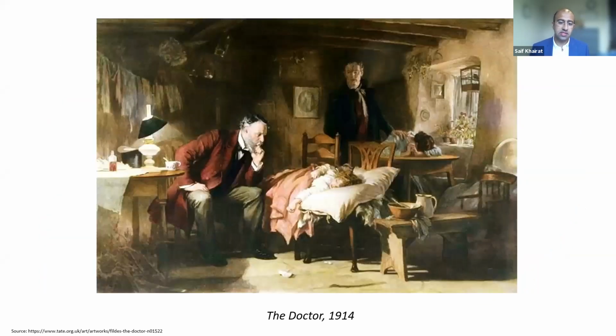So to begin, this is one of the earlier pictures or paintings of a physician in the previous century. As you can see here in this painting, the physician wearing a red robe sitting on a chair is looking deeply into the patient, a little girl, and you can see the girl's family sitting in the background.